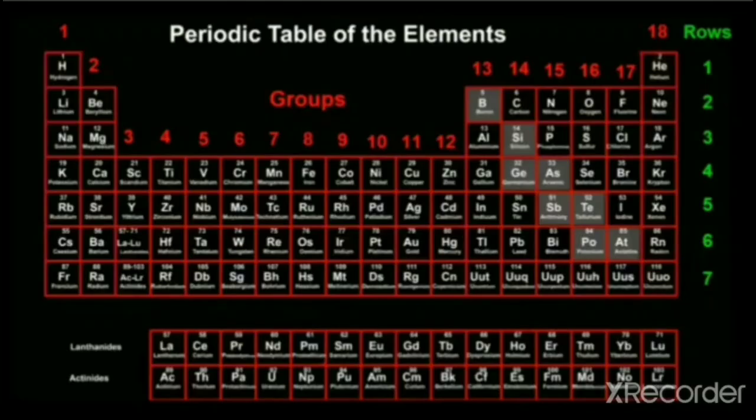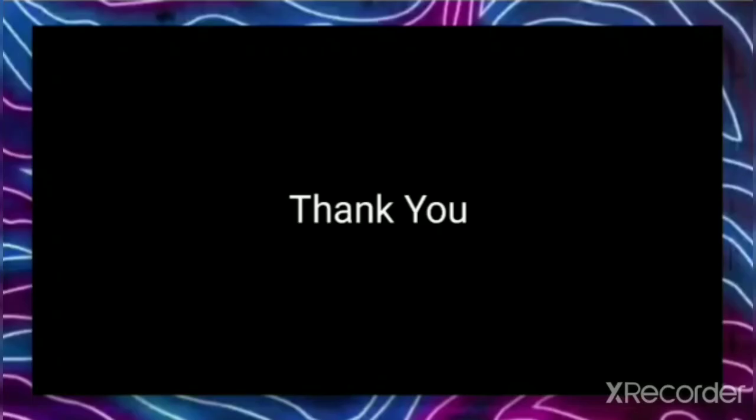So that is a rough idea about the modern periodic table, and we know that the modern periodic table is based upon the electronic configuration. So each group has a particular general electronic configuration. That we'll be discussing in the next video. So that is all about this video.